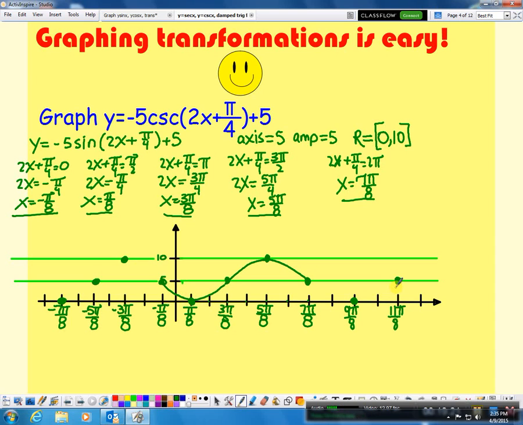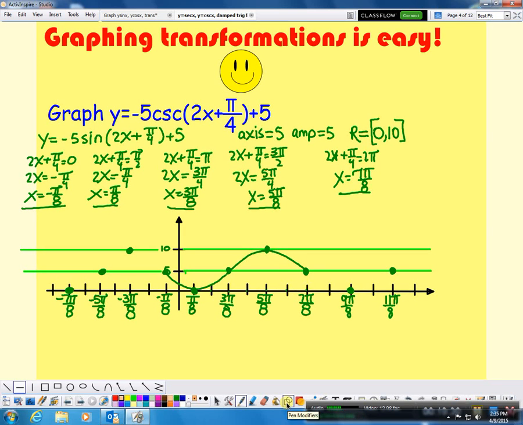So it's time. Without overthinking it, I'm going to switch to my pink pen. You're still just doing dotted lines, or you could do real light solid lines if you wanted to. And I notice that negative 5 pi over 8 is a middle point on my sine wave. Negative pi over 8 is a middle point on my sine wave. 3 pi over 8, same thing.